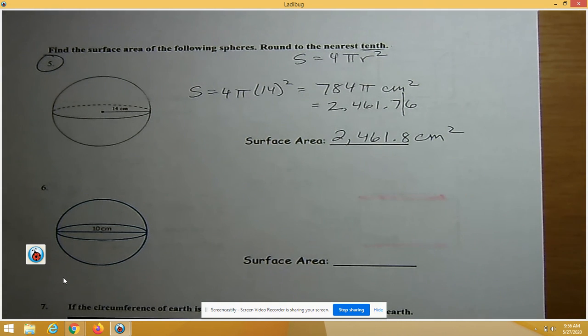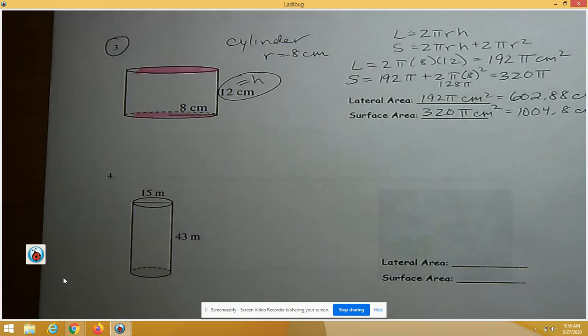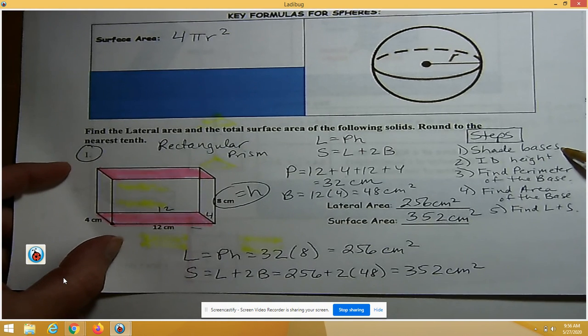So just to recap, we're looking at surface area of prisms, cylinders, spheres. For the cylinders and spheres, you want to go through and always shade the bases, identify the height, find the perimeter of the base and the area of the base, especially for the prisms, and then you won't have any problems using your formulas.